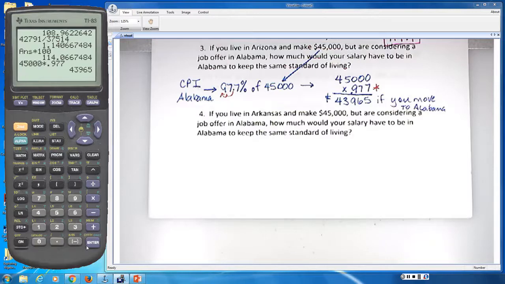So you've got what you need in the table, but you can't use those indexes. You have to use the income. What you actually do is come up with the index using Arkansas as a reference. It's like you created a new table, except you only have to do it for one entry. Just Arkansas, Alabama.